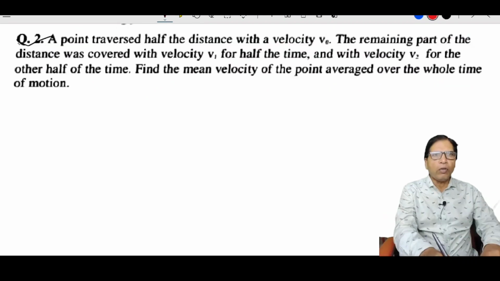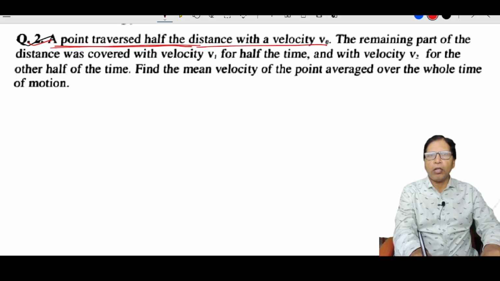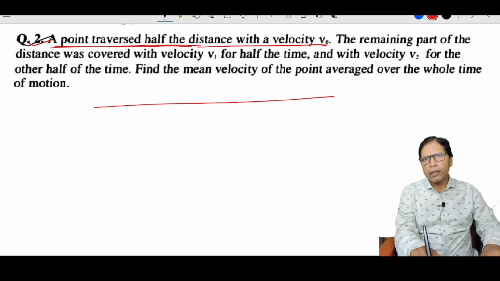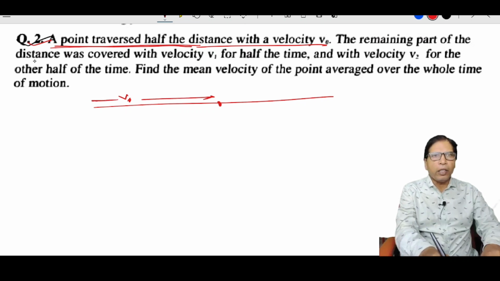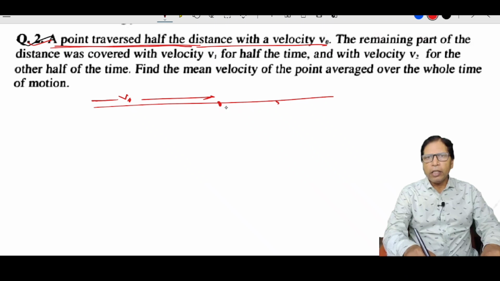Okay, understood? Now question number 2. A point traverses half the distance with velocity v naught. So total path s, half of the distance is traveled with velocity v naught. The remaining part of the distance was covered with velocity v1 for half the time. Suppose the rest of the distance is covered in time t dash. So velocity v1 for the time t dash by 2, and the rest with velocity v2 for the time again t dash by 2.